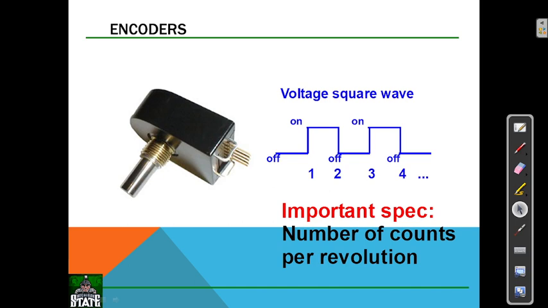We already know the square wave of a particular voltage. If it is in the off state, that will be 0. If it is in the on state, that will be 1. Here it's a 0 and here it's a 1. The important specification here is the number of counts per revolution. Here, first is off, second is on, third is off, and fourth is on. These on-off transitions are counted by the system.